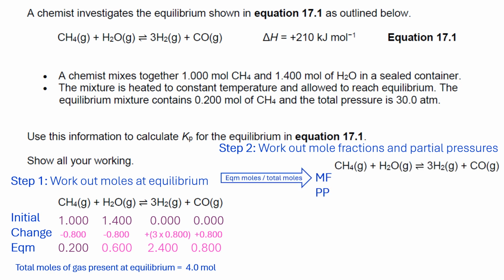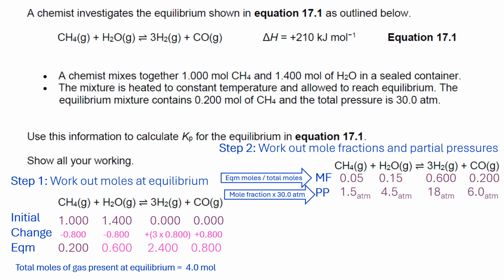So the mole fraction is calculated using the equilibrium moles divided by the total, the total being 4. And the partial pressure is the mole fraction that you end up with times the total pressure, which you're told is 30 atmospheres. So putting those through a calculator gives us these numbers.